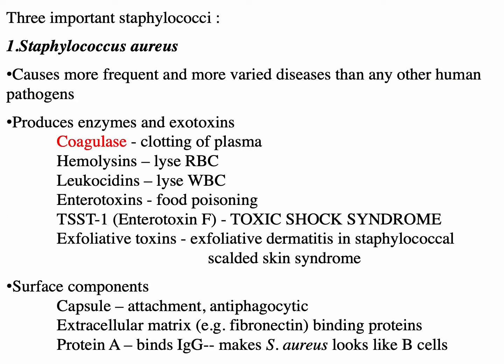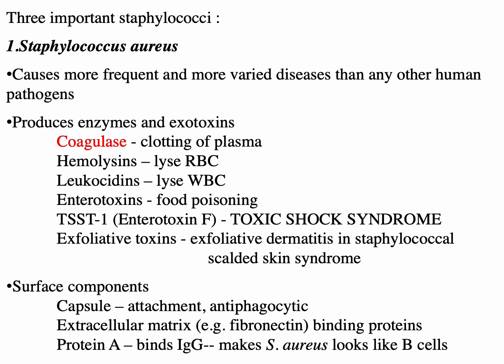So there are three important species within the Staphylococcus. The first one is probably the most virulent. It's Staphylococcus aureus. This organism causes more frequent and more types of disease than any other human pathogen. The reason they can do that is they have the ability to produce many different virulence factors.